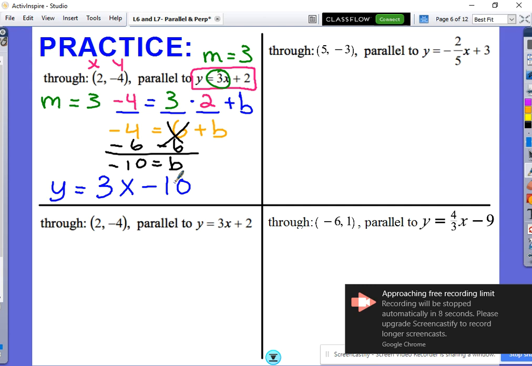So I want you to practice the rest of those, check them with your neighbor, and then check them with the key that the teacher has. Good luck.